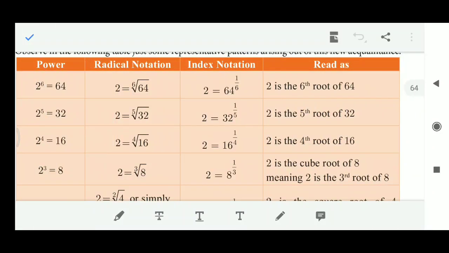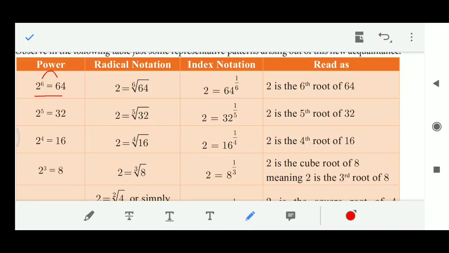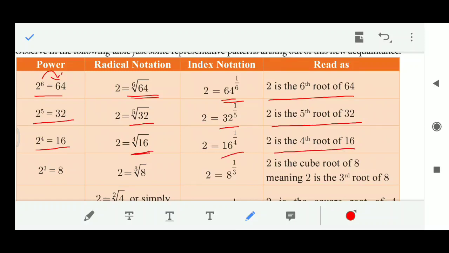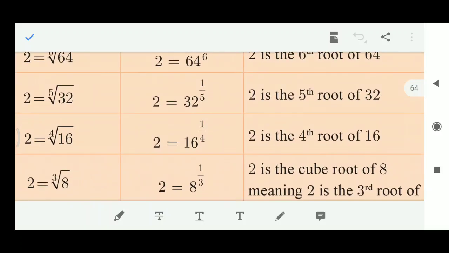Next we will see some of the powers which can be expressed in radical notation and index notation. Here 2 power 6 is equal to 64. You can write this as 2 is equal to the 6th root of 64. When you bring this to the index form, it becomes 64 whole power 1 by 6, which can be read as 2 is the 6th root of 64. Like that 2 power 5 is equal to 32, which can be written as 2 is equal to 5th root of 32, which is 2 equal to 32 whole power 1 by 5. Then 2 is the 5th root of 32.